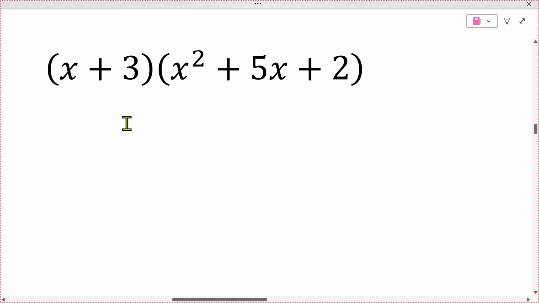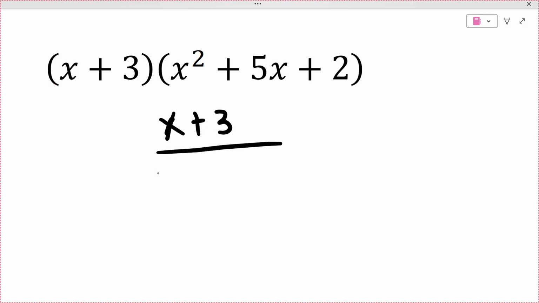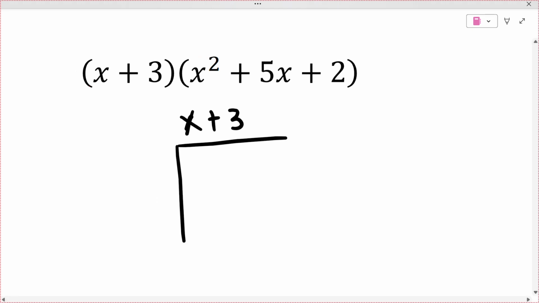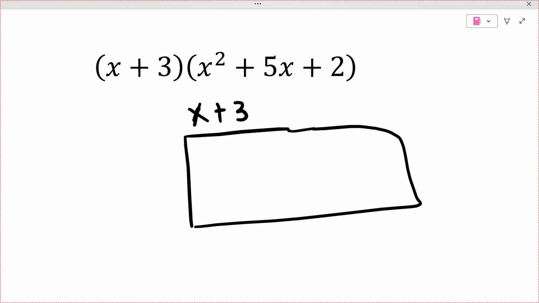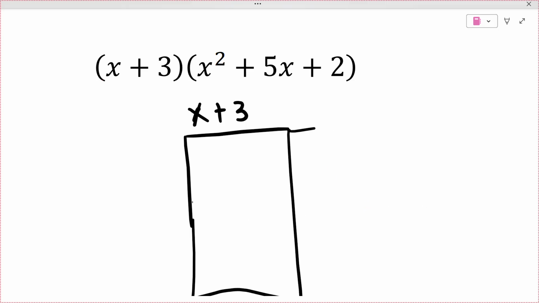So again, there's two ways I can do this. I can do this by distributing or by the box. I'll do the box method first. So again, one side of my box will be x plus 3. It doesn't matter if you make it the top of the box or the side of the box. You could put x plus 3 on the side, in which case you'd have more of a longer left and right shape, or you could put it on the top, in which case you're going to have more of a taller shape. It doesn't matter. You'll get the same thing either way.